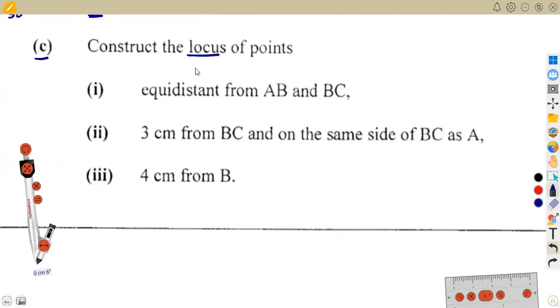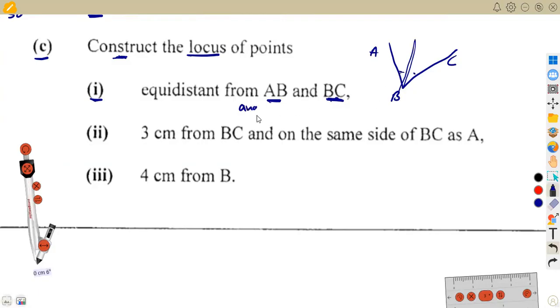We are now talking about locus. But the locus does not work alone. It goes with the construction part. We have to construct that locus that you are given, just positions that we are talking about. So you need the locus of points equidistant from AB and BC. And I said, whenever you're given two lines, these two lines create an angle, AB and BC. So this one is an angle bisector. You have to bisect the angle.